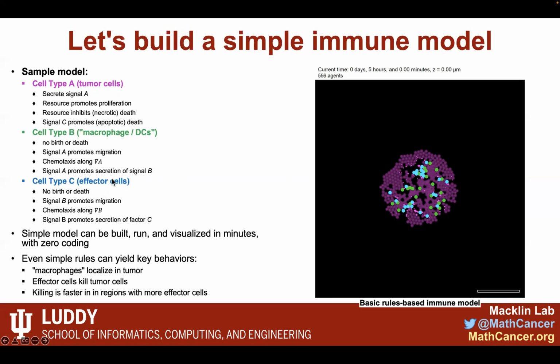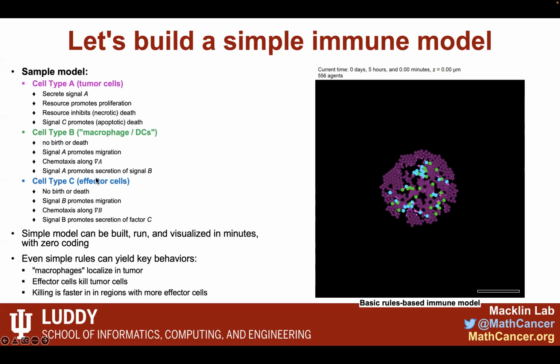Cell type B are going to be some kind of macrophages for us, but we're going to concatenate some roles, saying that they have no birth and death for now, just to keep it simple, that they are chemotaxing towards signal A, towards this tumor antigen, and upon contact, in higher levels of A, so in regions of tumor, they're going to start secreting their signal B. Think of that as a pro-inflammatory marker.